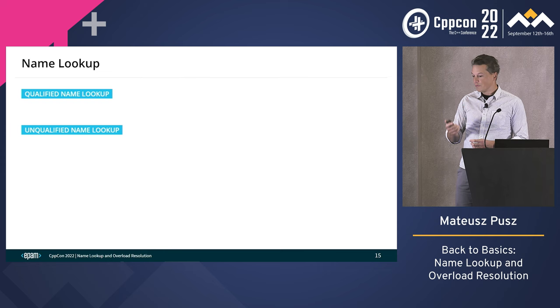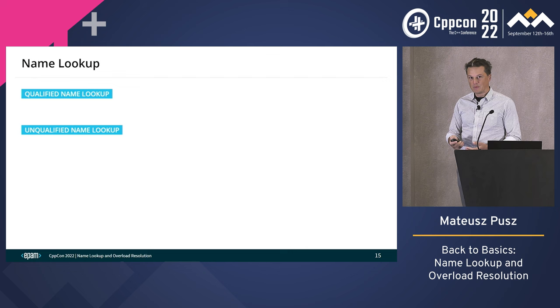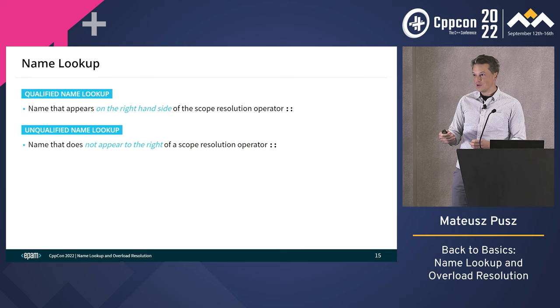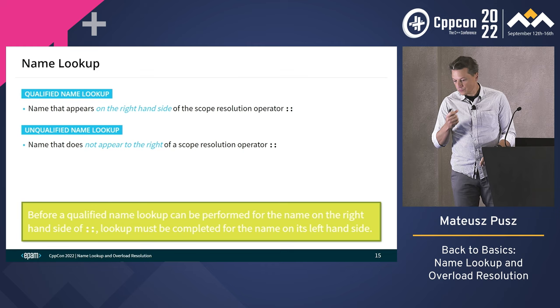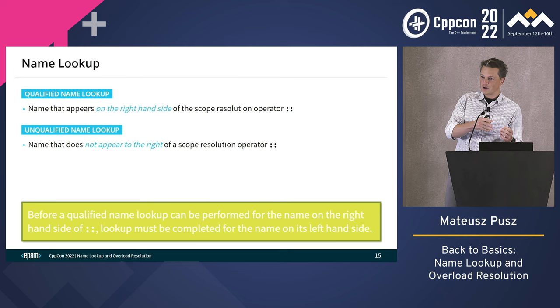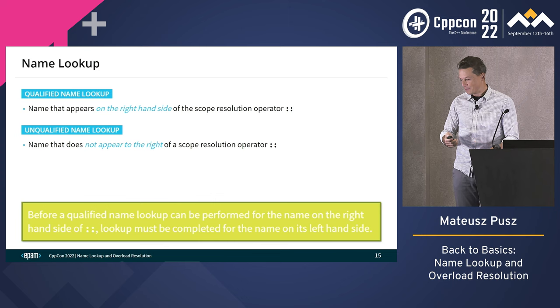We have two kinds of name lookup. One is called qualified name lookup. Another one is called unqualified name lookup. Qualified name lookup is when the name that appears on the right-hand side of the scope operator is provided. In case there is no scoping operator on the left part of the name, it's an unqualified name lookup. Before a qualified name lookup can happen, so you are looking for the name on the right-hand side of the scoping operator, first you have to find something on the left-hand side of the operator to know the context where to look. So first the left side, then the right side, right? And the left side, again, can be a qualified or unqualified lookup.